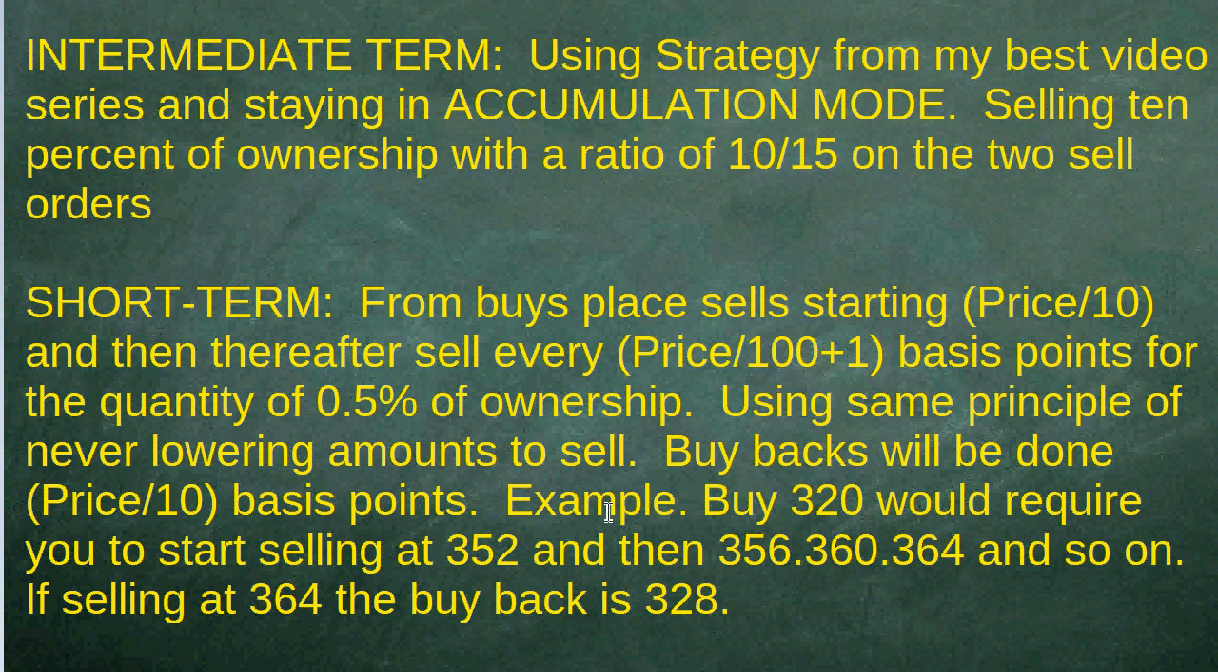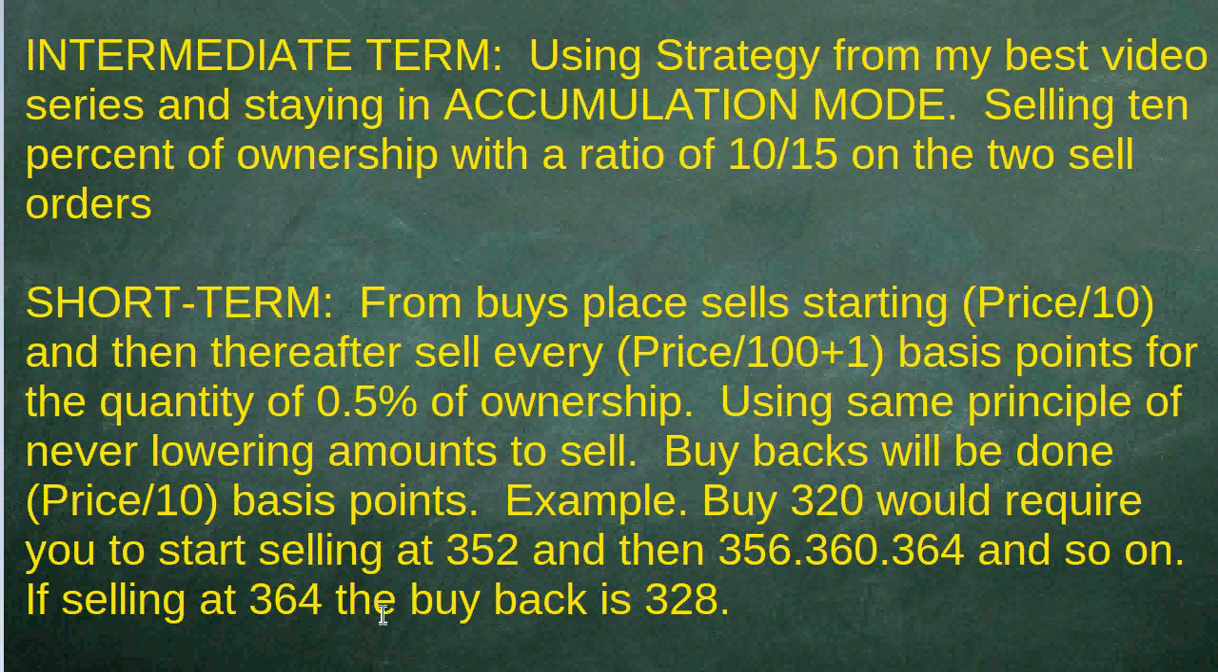For example, 320 would require you to start selling at 352, because we would take 10% of that, that's 32. So that's why we do it at 352. And then the differential here is 3 point something, but we're going to round the number down, always round it down. So 3 points plus the 1 every 4 points: 356, 360, 364, and so on and so forth.